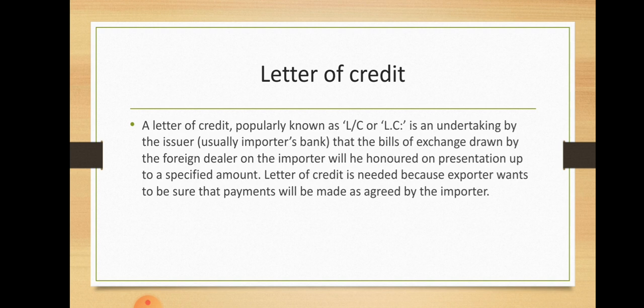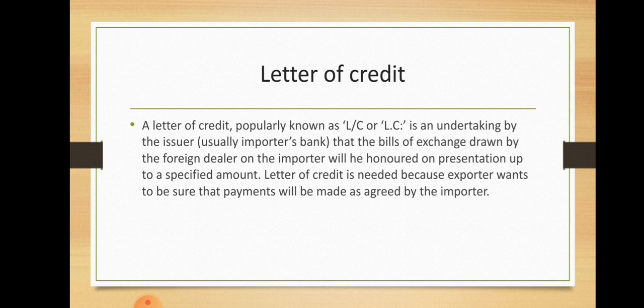Also, you can say it is a letter from a bank guaranteeing that a buyer's payment to a seller will be received on time and for the correct amount. It means that if the buyer wants to give money to the seller, he will go to the bank and make a document which will show that whenever he gets the product, and the exporter will show that letter of credit to the bank, he will get a specific amount.